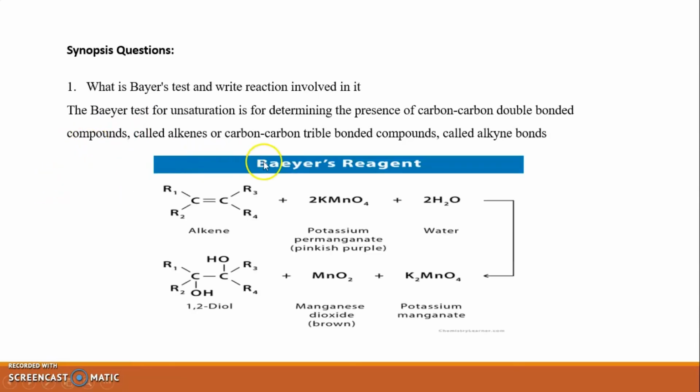So here is the reaction. When Bayer's reagent, that is KMnO4, potassium permanganate, pinkish purple in color, reacts with the alkene carbon-carbon double bond, it forms a 1,2-diol by removing manganese dioxide, which is brownish in color, and potassium manganate. These are the two products. Alkenes are converted into 1,2-diols by reacting with Bayer's reagent.